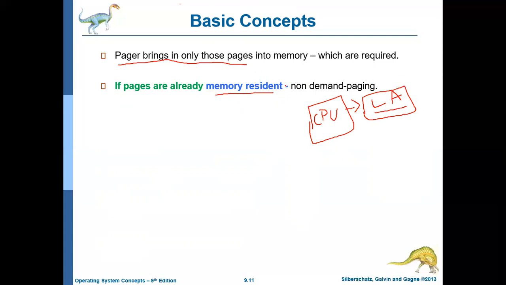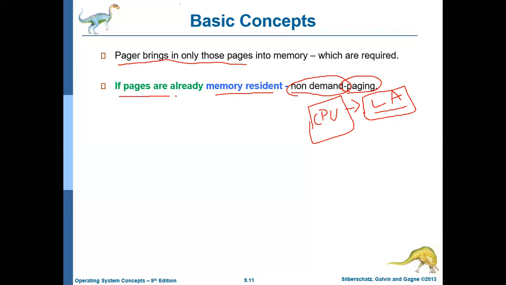If it is available in the memory, then just identify the respective frame number from the page table, convert the logical address to physical address, and access it. So it is very similar to non-demand paging. Non-demand paging means normal paging, like what we have discussed in the last chapter. It is similar to that.